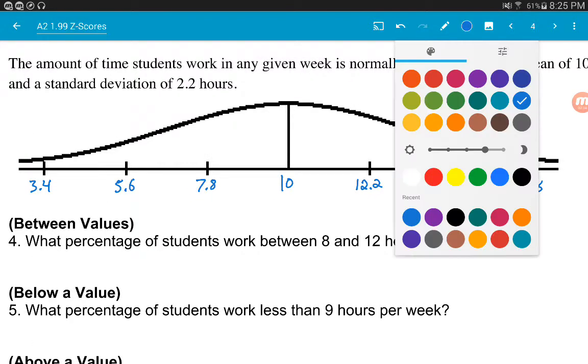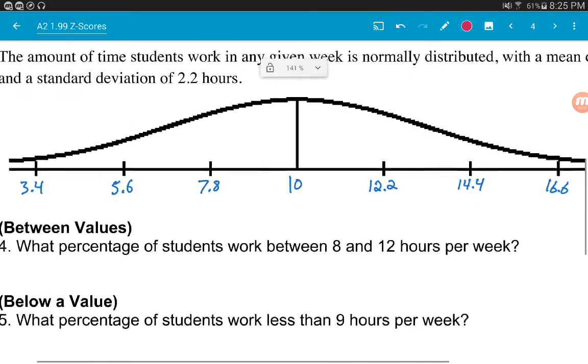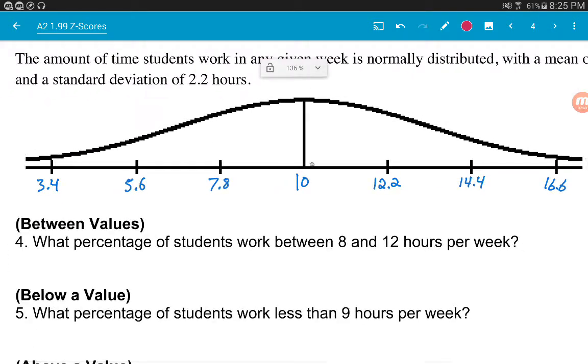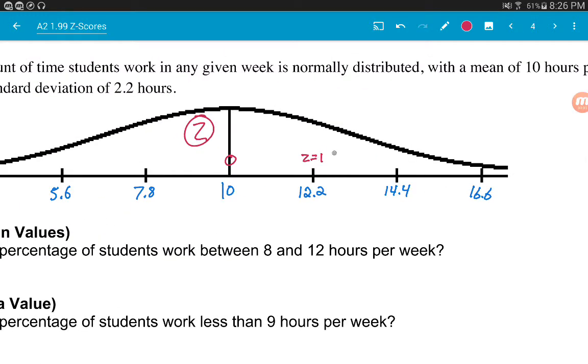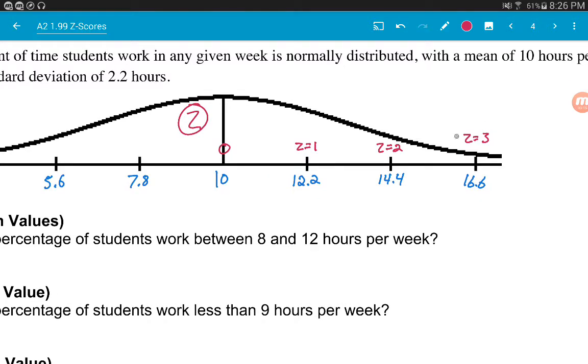What's important to know, especially if you are on the TI-83, is that the z-scores work like this. I'm going to put my z's in red. The z here in the middle is 0 because we are 0 standard deviations from the mean. We're actually on the mean. If I move 1 standard deviation to the right, my z equals 1. Another one to the right, my z equals 2. And here my z equals 3. The z-score is just the number of standard deviations you are from the mean.